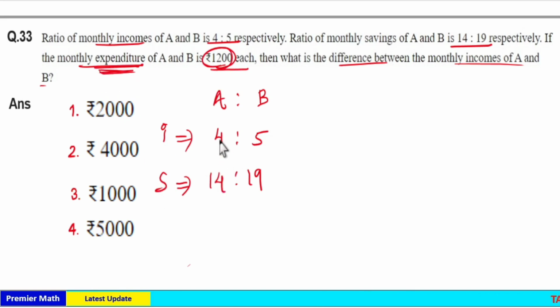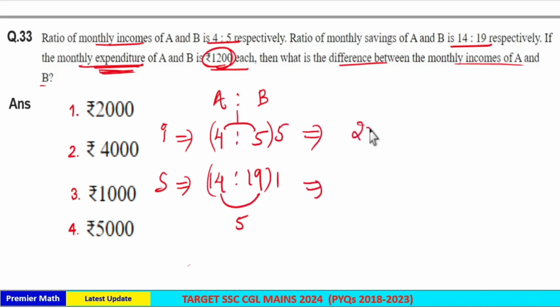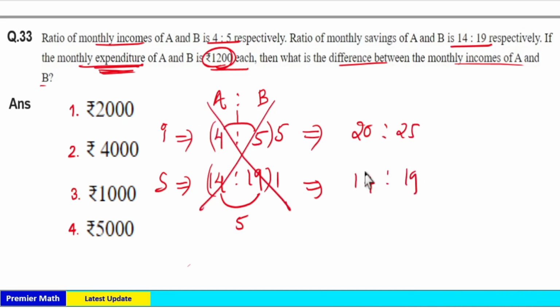But here if you look at the ratio, the differences between 4 and 14, and 5 and 19, are not equal. In order to equalize the expenditure ratio, take the above difference and below difference. Above difference is 1, below difference is 5. Now multiply below difference with above ratio and above difference with below ratio. Now the new ratio will become 4 into 5, 20, and 5 into 5, 25. Here 14:19. Now you can leave the old ratio. Now this is the new ratio, and if you look at this, 14 and 20 difference is 6 part, and 25 and 19 difference is 6 part. So we have equalized the expenditure ratio, which is 1:1.